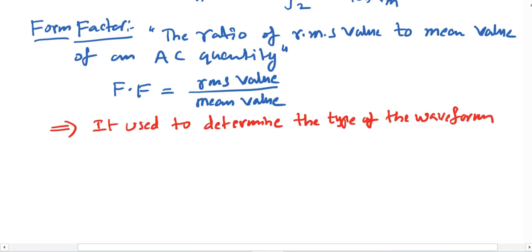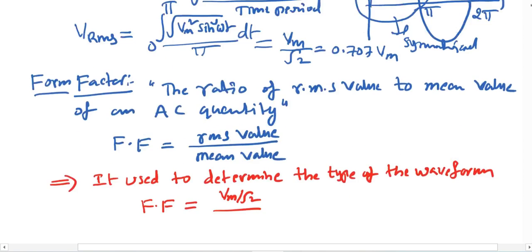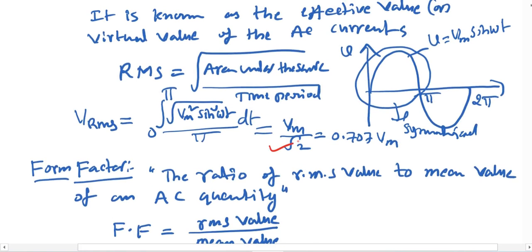So that is the significance we are using here. If you want to calculate the form factor for a sinusoidal waveform, what is the RMS value for a sine wave? We are getting Vm by root 2. So this is what we have got for the RMS value.